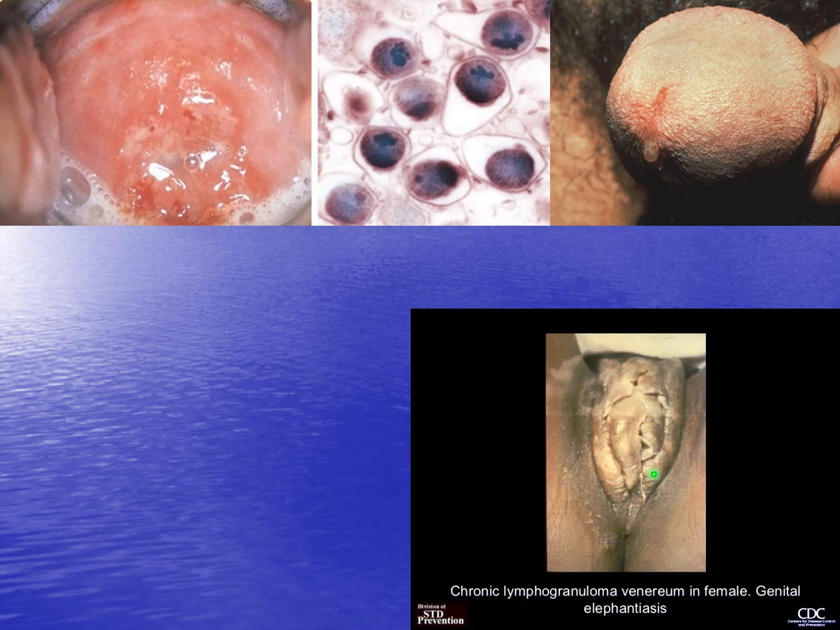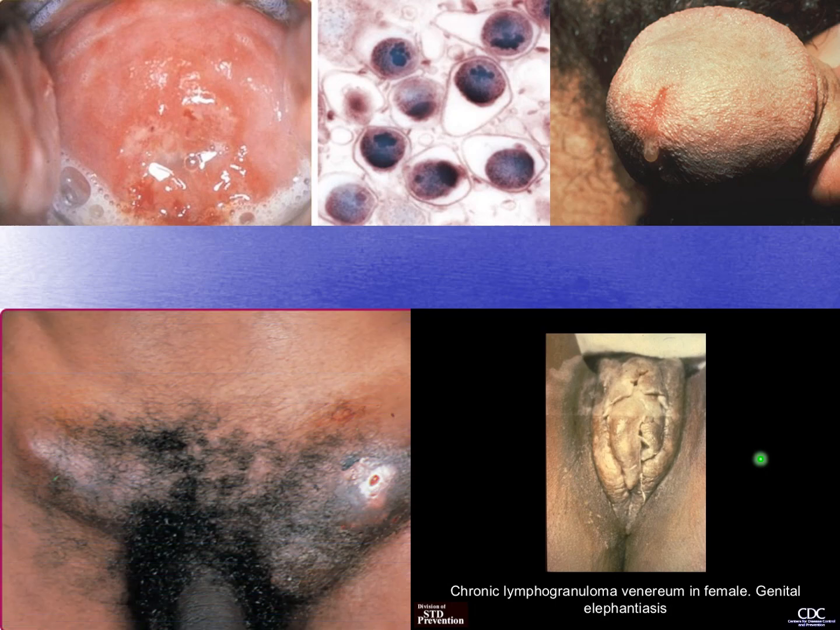And this is the inflammation of the labia majora and minora in a female. This is sometimes referred to as genital elephantiasis, but this is due to a chlamydial infection. And in males, a lot of times we will actually see a lymphadenitis. So the inguinal lymph nodes in this region will swell due to the chlamydial infection.